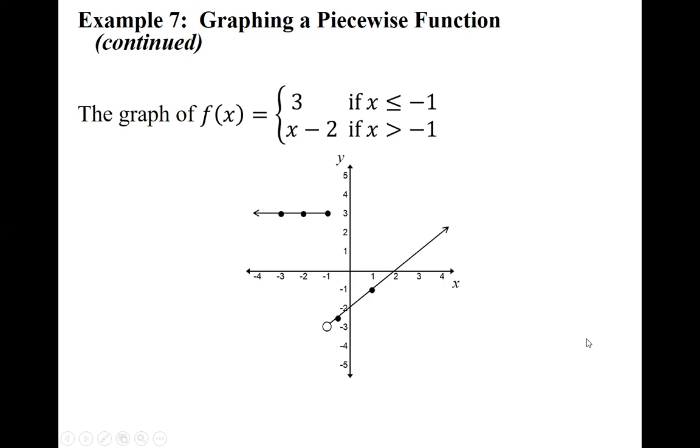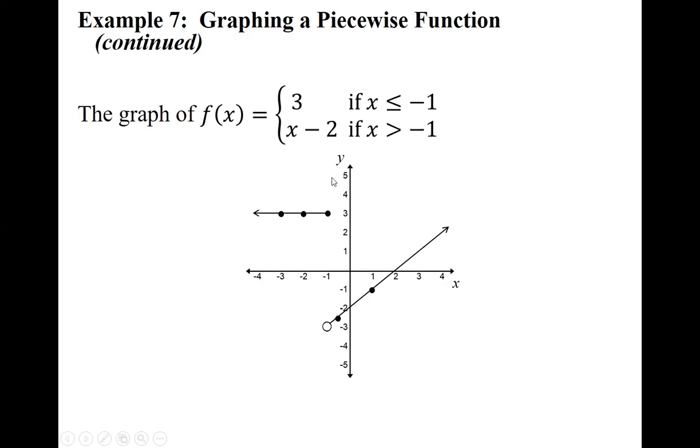So we plot our points. We have an open circle down here at -1, -3, because that -1 is not included in the x minus 2 line, but everything to the right, including x equals -1/2, x equals 0, and x equals 1, they are included.